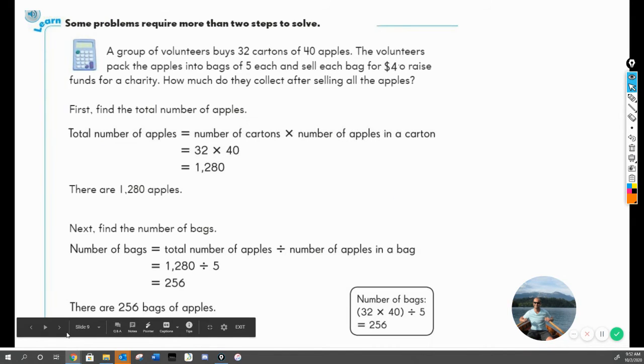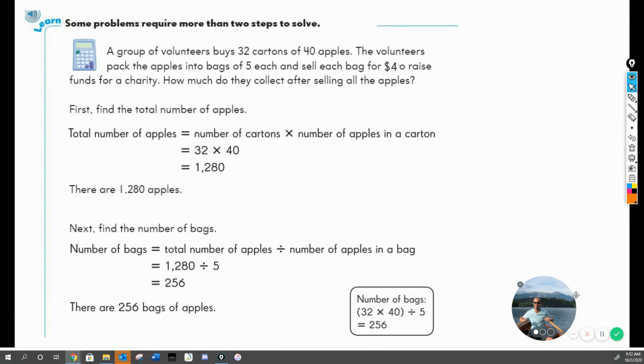Next. Pause and read this. Whew, quite a bit with volunteers and cartons and apples and bags and oh my goodness, all for a charity. So it's a good cause. It must mean we need to do the math. It's just saying sometimes we have to do even more than 2 steps.